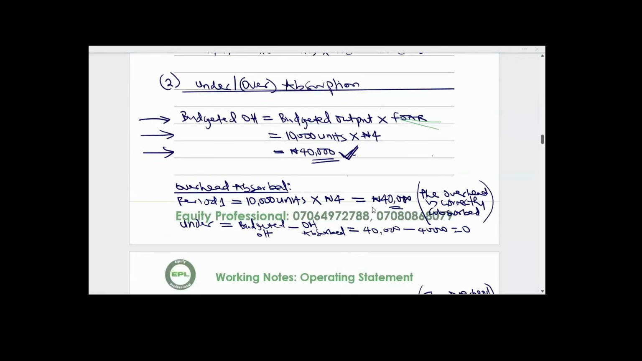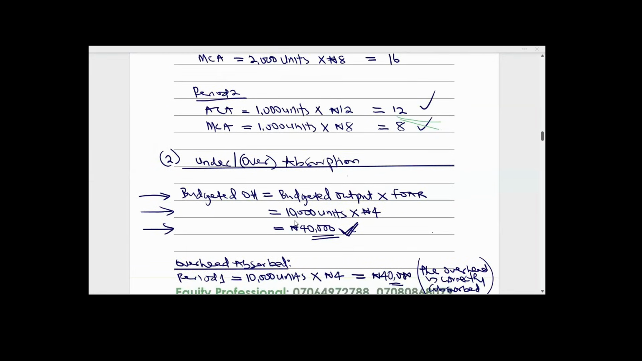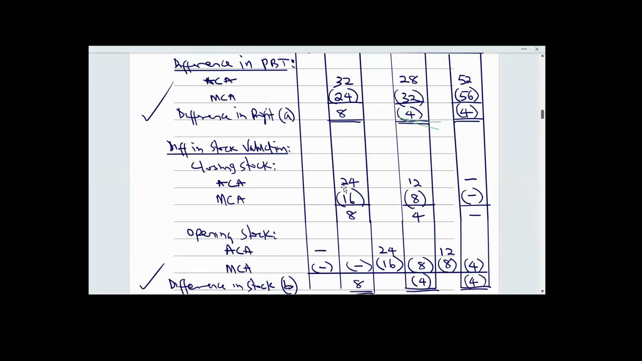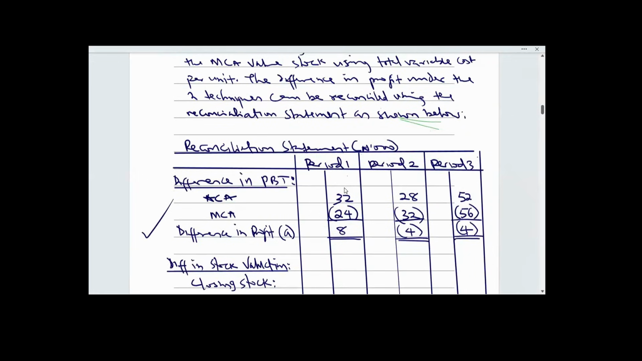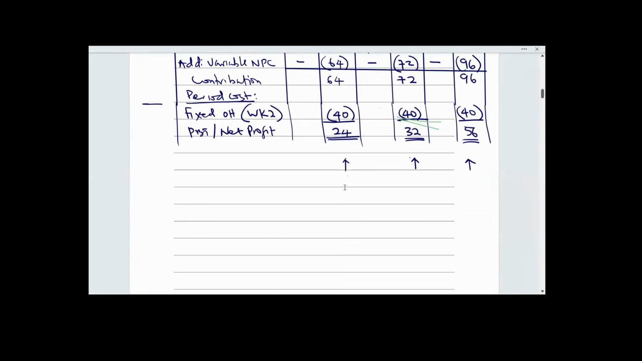So this is the 40,000 naira we calculated for the budgeted output. This is the 40,000 naira here. So this 40,000 naira, that's your budgeted overhead. You can see it's constant. We have multiplied the 10,000 units with 4 naira. That's how we got the 40,000 naira. So that's why under the marginal costing approach, the fixed production overhead remains constant at 40,000 naira. I believe that's clear now.